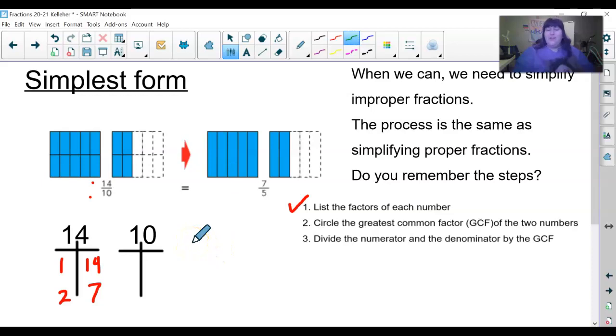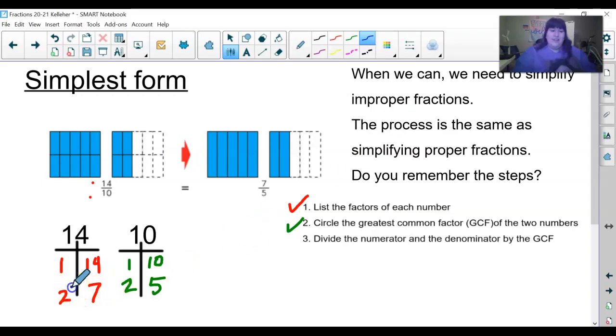The factors of 10. Every number has at least 2 factors, 1 and the number itself. Okay, let's try 2. 2, 4, 6, 8, 10. 2 times 5. Does 3 work? 3, 6, 9, 12. Nope. What about 4? 4, 8, 12. Nope. The next number to check would be 5, but we already have it. So we're done. Now that we found the factors of each number, we have to circle the greatest common factor of the 2 numbers. What's the biggest factor that they both have in common?